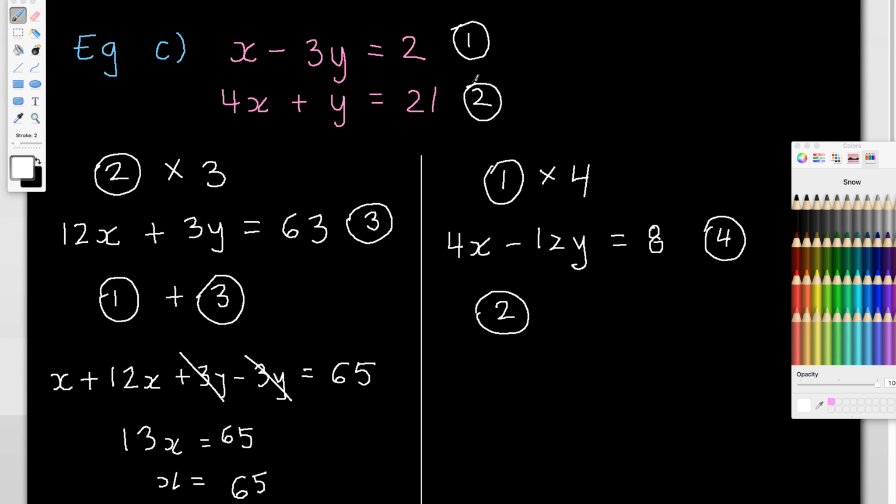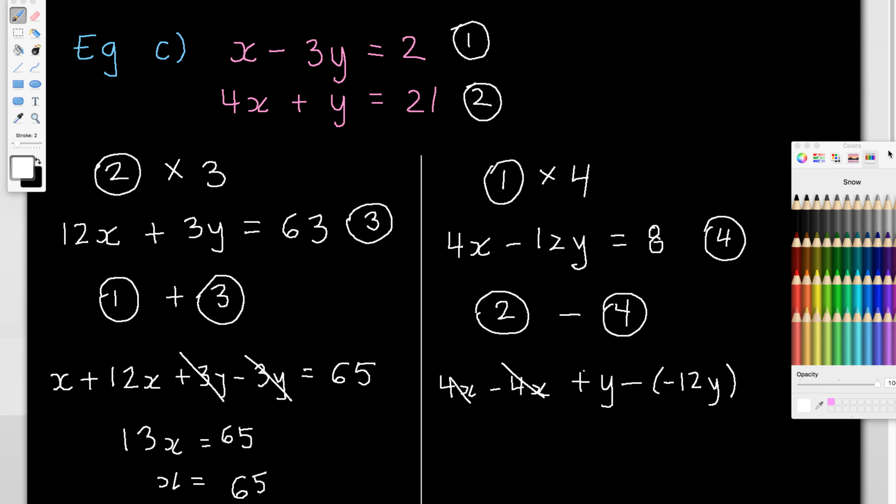If I now take equation 2, which was that one there, and I subtract this new equation, equation 4, I'm going to get 4x minus 4x. Now, of course, that just cancels out, so I tend not to bother writing that bit. I would just go with the 1 minus the negative 12. So that would leave me with the 13. I'll write that in full, sorry. Positive y minus the negative 12y.